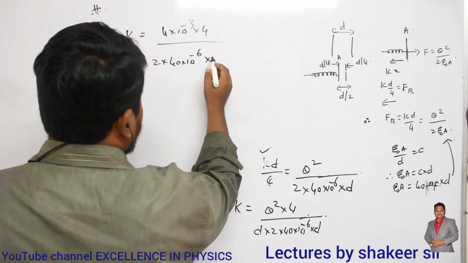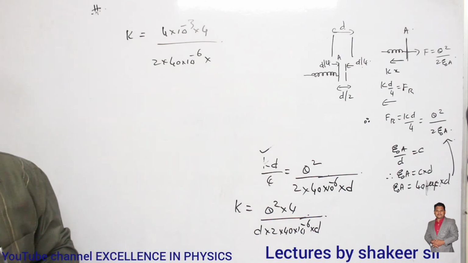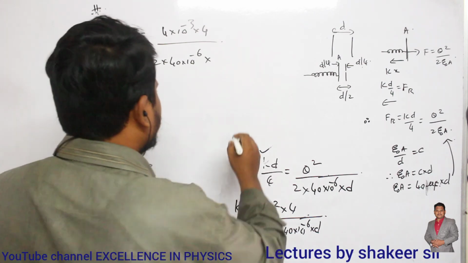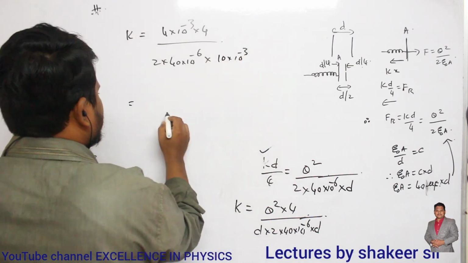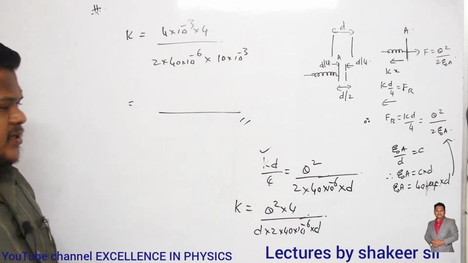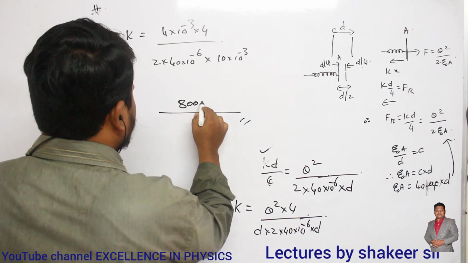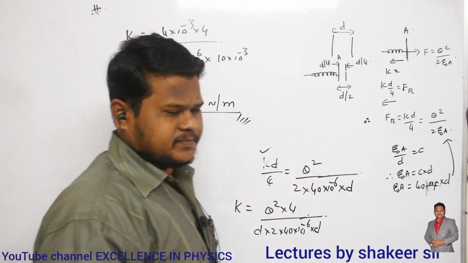multiplied by d squared. So what is the initial distance between the plates? The initial distance between the plates was 10 mm, no? So 10 into 10 power minus 3 meter. Just do this calculation, and that is our required answer. So the answer which you should get is 8000 newtons per meter. That is our answer. Okay? That's all.